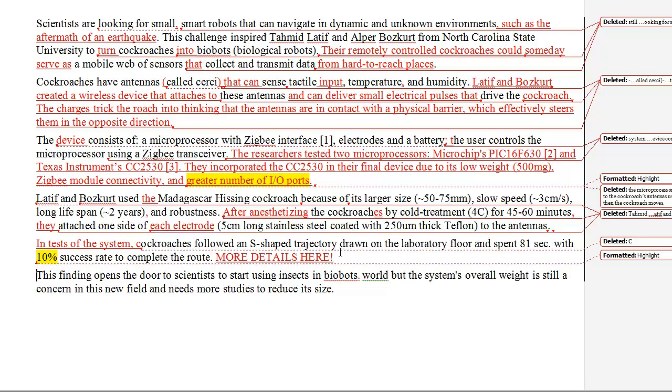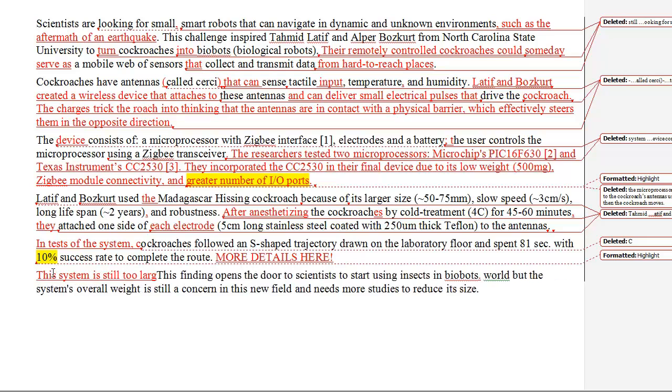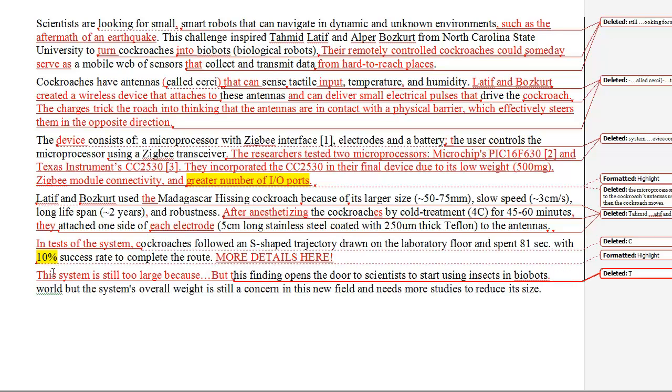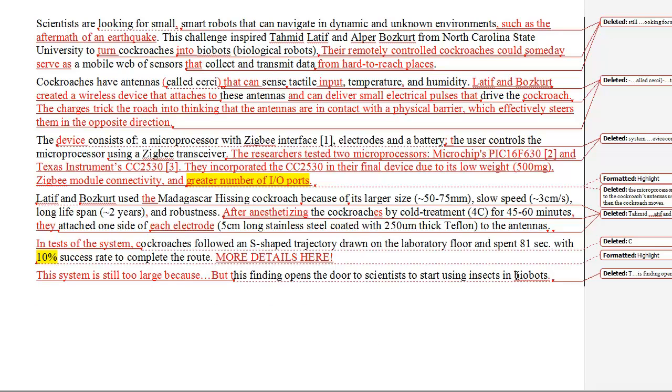You could put that in this second to last paragraph, or maybe start the last paragraph with, you know, this system is still too large because, give me the why the system needs to be shrunk even further. So further research needs to reduce the weight of the system because I need to know why, because I'm not sure why this isn't already small enough. And then maybe a "but" to transition, if we're saying the negative, the drawback and the challenges, to that final thought that this is something still really cool. But this finding opens the door to scientists to start using insects as biobots. I would say as biobots rather than in biobots.